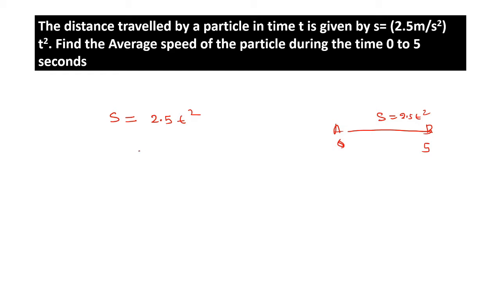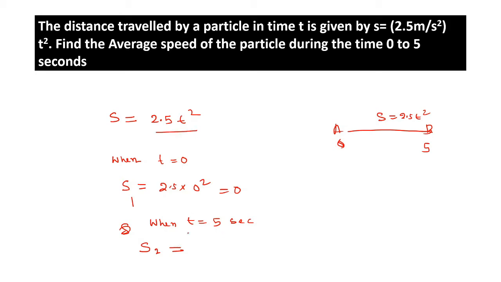Now we have to find out the speed. When t equals 0, what will be the distance? Distance will be 2.5 into 0 square, because t is 0, put the value of t here. That is 0. I'm writing here s1. When t equals 5 seconds, just try to understand, what will be the distance? Let us consider that is s2.